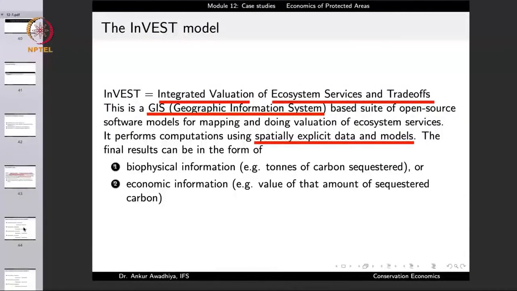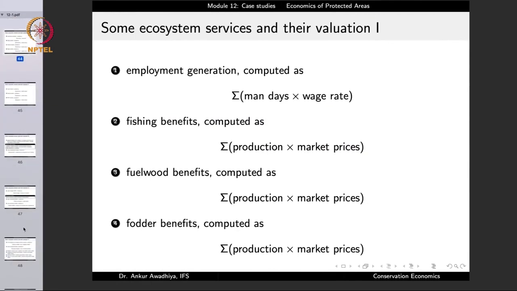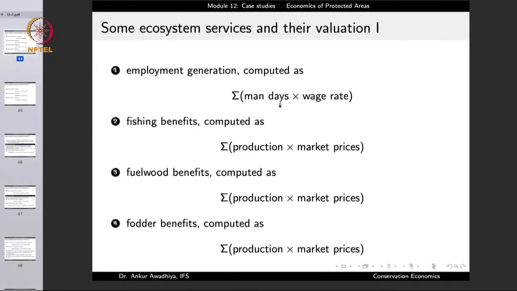So let us now have a look at what kinds of services do we model here. The first thing, or the first ecosystem service that the protected area gives you, is employment generation, because there will be a large number of gypsy drivers that get employment, there will be a large number of guides that get employment, there will be hotels that are set up because tourists are coming to this area. Now, when the tourists come, they will require n number of services, and all of these provide employment to people. Now, what is the amount of employment that the protected area generates is given as the sum of the number of man days into the wage.